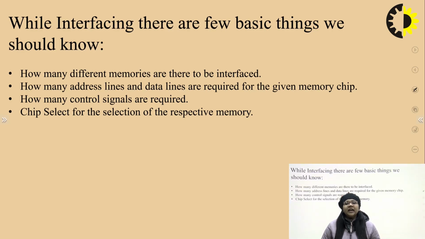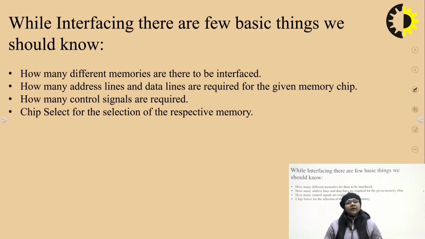So there are 3 types of questions from memory interfacing. First, you have to interface RAM with the microprocessor. Second, we will be interfacing ROM with the microprocessor. And third, we will be interfacing RAM and ROM both with the microprocessor. So this is the very first thing: how many memories are required.